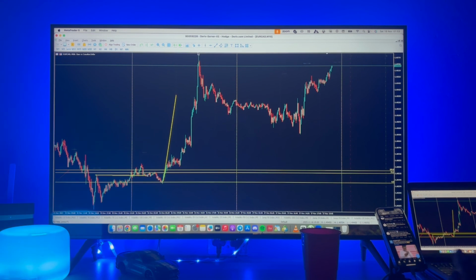So make sure that you are able to adapt and shift your gears quickly, guys. It's very important as a trader to be able to do that.